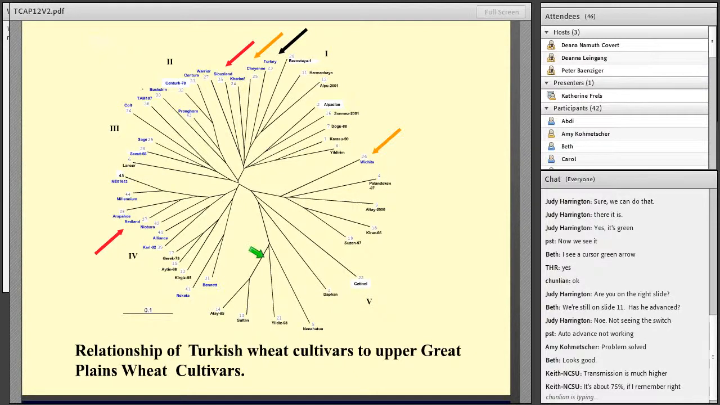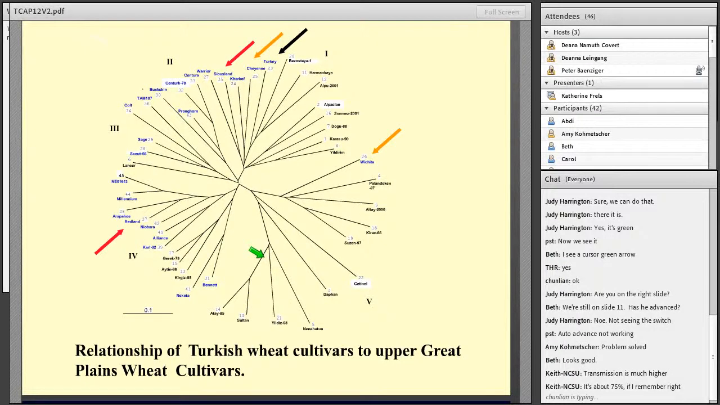And the idea was, at one time the Turkish program was the source of all the germplasm for the Great Plains. We've now had 125, 135 years of breeding in the Great Plains. They've had a similar amount going on in Turkey. Could we go back to Turkey to get useful alleles that we may not be using? And so we did a genetic diversity study between Turkey and the U.S.